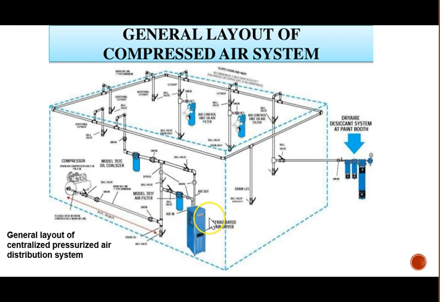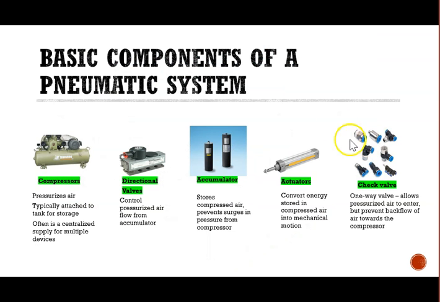Okay, in the industry, usually they have a system. It's like a piping system, which has a compressor, and they use the piping to supply the compressed air throughout the layout. Okay, and these are the basic components that you need to know.